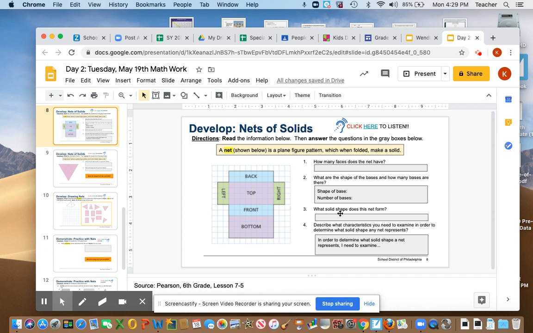Number 3, what solid shape does this net form? Well, I know I have 2 bases, the top and the bottom, so it's got to be a prism. And the base is a rectangle, so it's a rectangular prism. And number 4, describe what characteristics you need to examine in order to determine what solid shape any net represents. So what's really important? How do I know what shape this is? I think it's all about the bases.